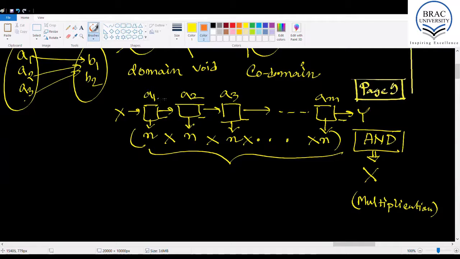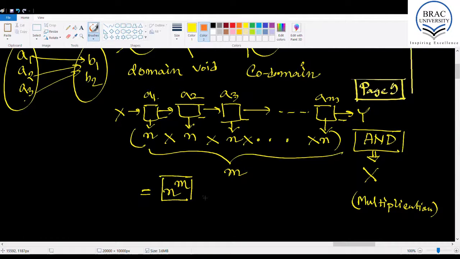From the suffix we see 1, 2, 3, there are a total of m boxes. So there will be a total of m n's multiplied here. And if we multiply n m times, it means n to the power m.